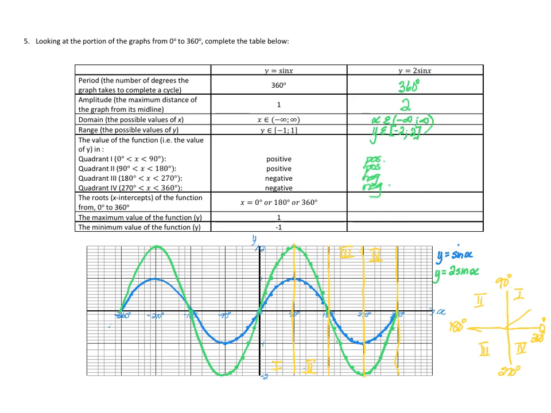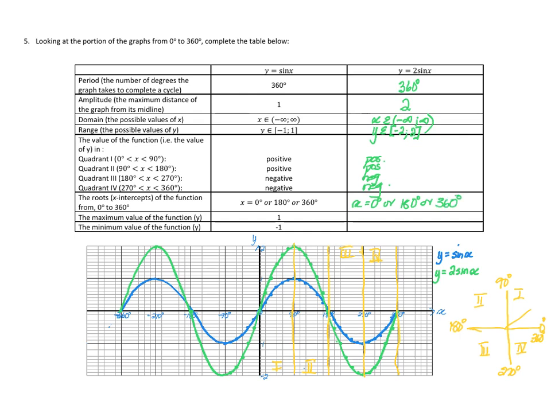The roots, or the x-intercepts, remember to answer this we're only considering this portion of the graph from 0 to 360 degrees, and the x-intercepts are the same for both of the graphs. So I'm going to get here x equal to 0 degrees, or 180 degrees, or 360 degrees.